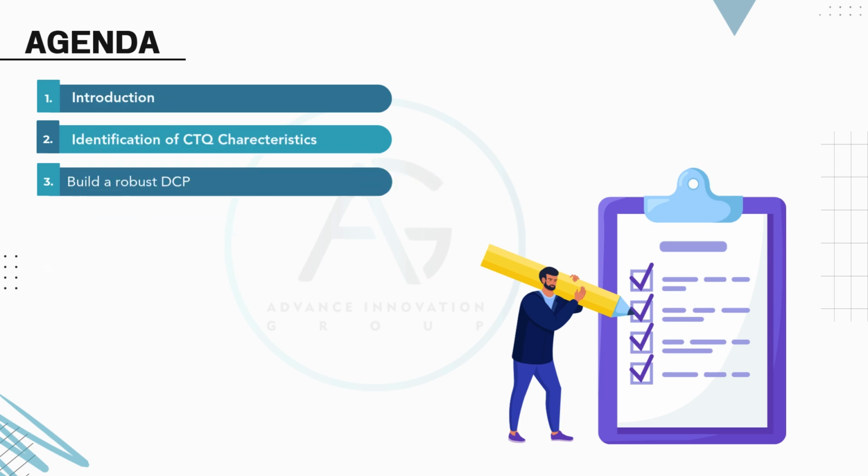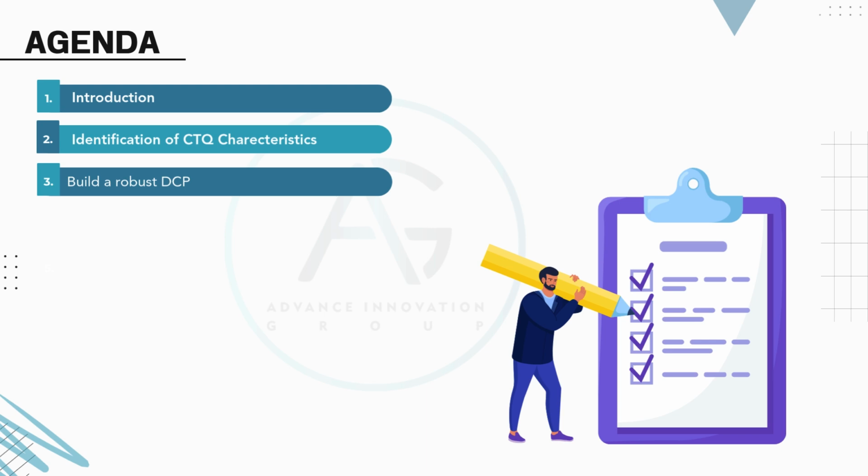Before we dive into the content, let's quickly walk through the agenda for this session. We'll be covering three key topics. 1. Introduction. We'll start by setting the context for why data collection is critical during the measure phase of a Lean Six Sigma project.